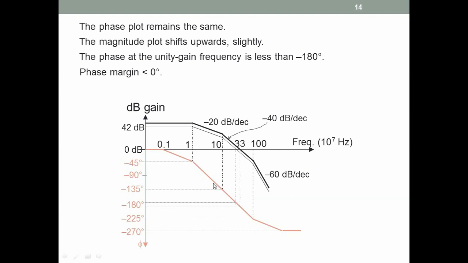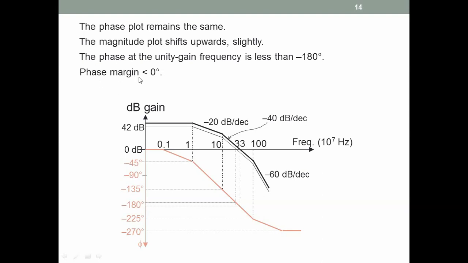What happens to the phase plot when you change only the magnitude of a transfer function? The low frequency gain, the constant in the numerator. If we change only that, the phase plot remains unaffected, because a phase plot does not depend on the magnitude of the gain at all. It only depends on the position of the poles, the pole frequencies, so it remains unaffected. Therefore, the phase at the unity gain frequency in the new case is more negative than minus 180 degrees, because the unity gain frequency has become higher, and as it is higher, the phase is more negative than minus 180 degrees.